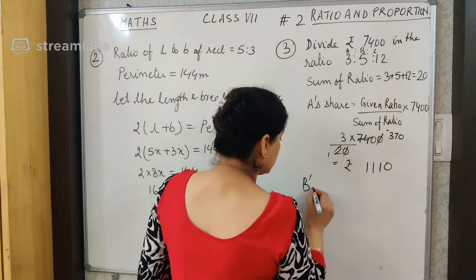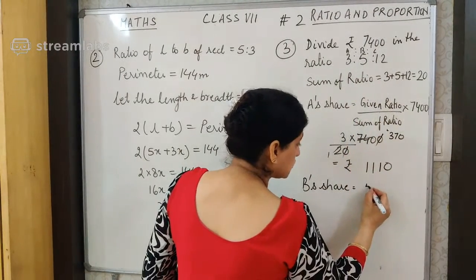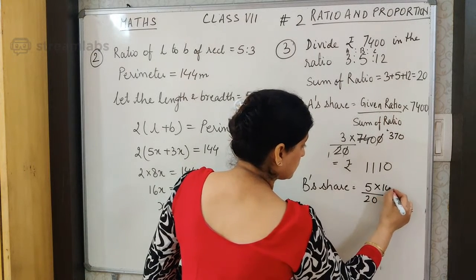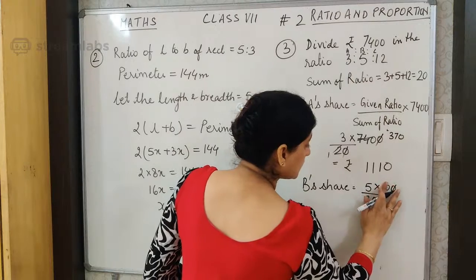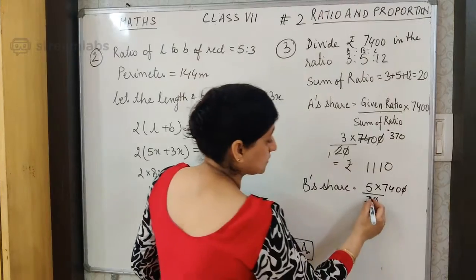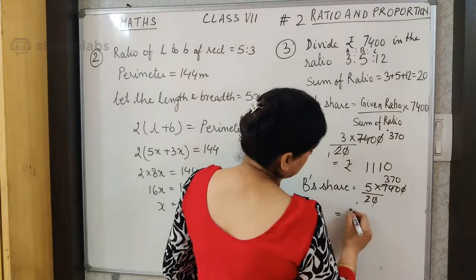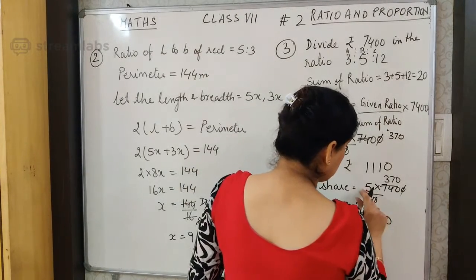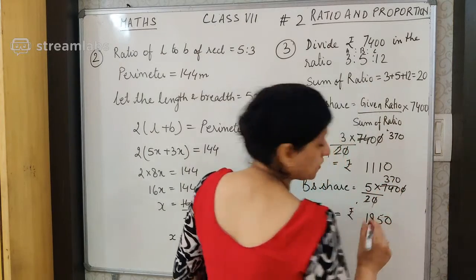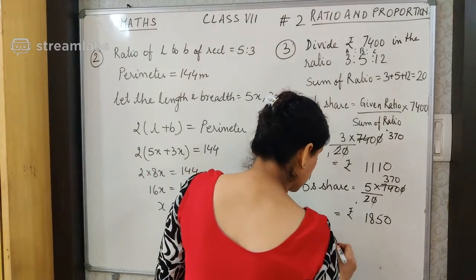Exactly the same method. Now B's share, now I will not write the formula, will be equal to B's ratio upon sum of ratio into, sorry, not into 100, into the given number, that is 7400. So 0 goes by 0. Here I get 370. Multiplying by 5, 5 sevens are 35, carry 3, 5 threes are 15 and 18. Rupees 1850. And last we have C's share.